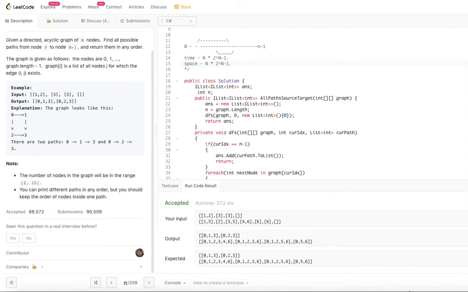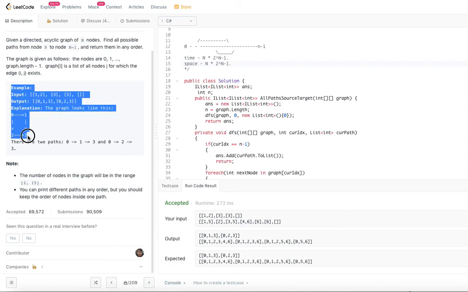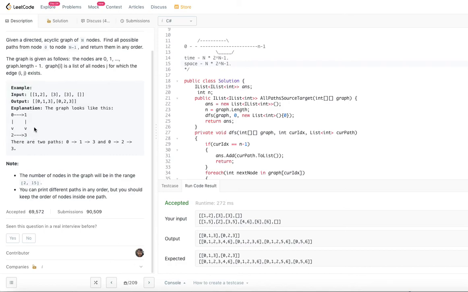But of course, these are worst case complexities. If the example is very simple, like the one we are seeing on the left side, it is obviously much less than n into 2 power n minus 1. But these are worst case. Since big O notation is always about the worst case, we will go with order of n into 2 power n minus 1, and the same for space as well.